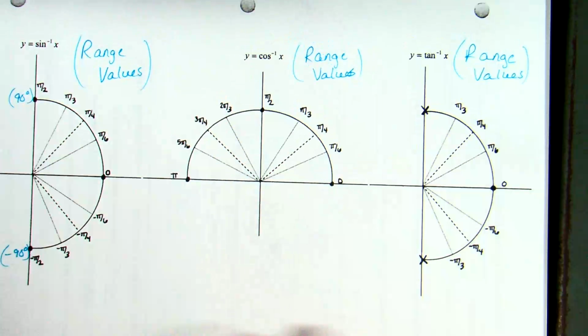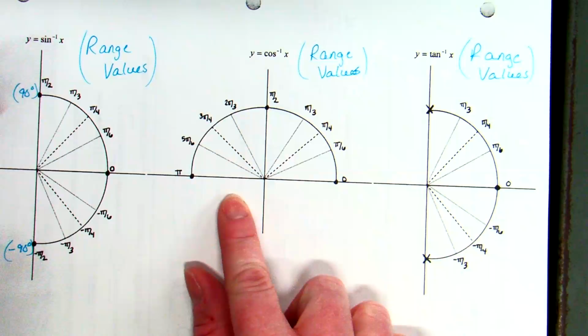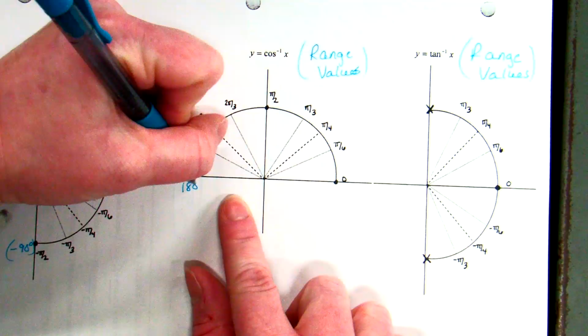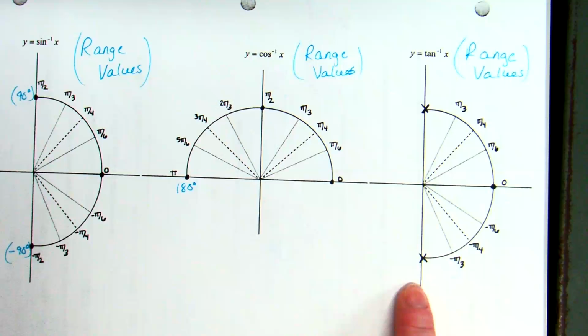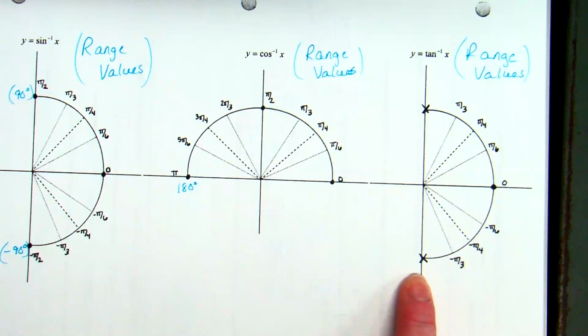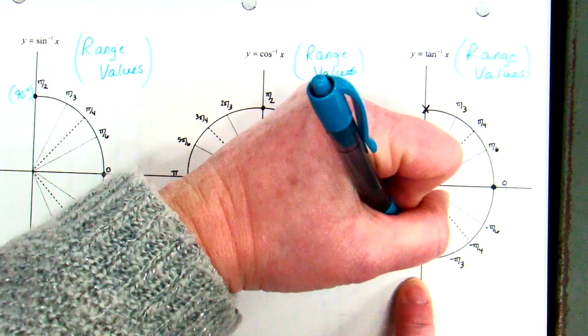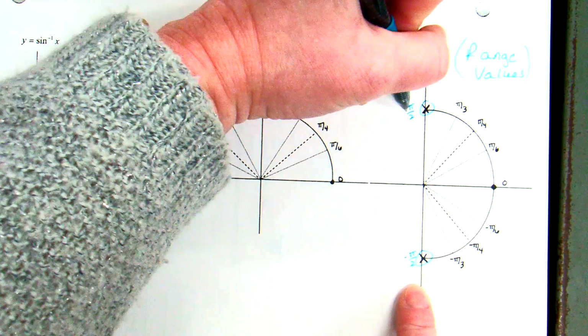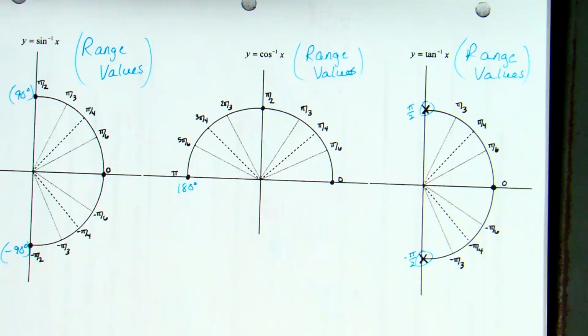Okay, so with cosine inverse, you're going from 0 to pi, which means you're going from 0 to 180. Now, tangent inverse, notice, where negative pi over 2 and positive pi over 2 are supposed to be? X, indicating you can go all the way up to that, except you can't use that. Okay, so just kind of an FYI there. Work on knowing those circles, or those half circles.